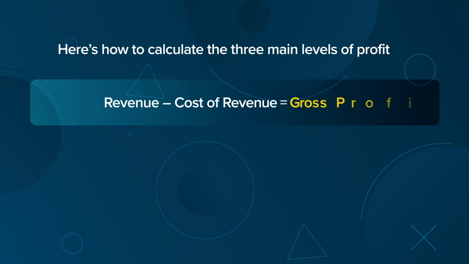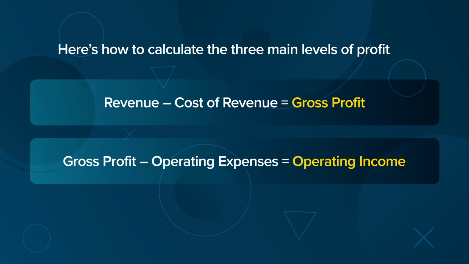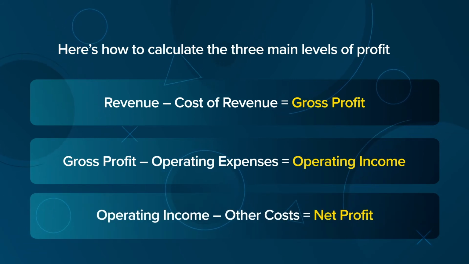Revenue minus the cost of revenue equals gross profit. Gross profit minus operating expenses equals operating income. And operating income minus other costs equals net profit.